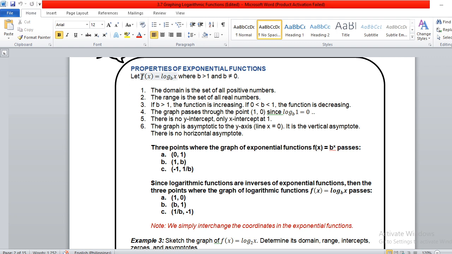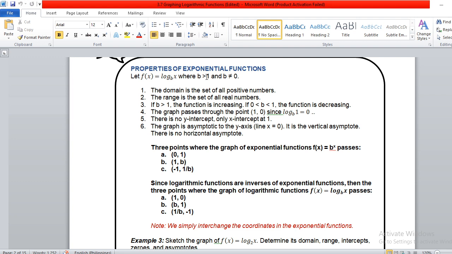Okay, let f of x be equal to log x base b, where our base b should be greater than 1 and should not be equal to 0. So here are the following properties of the logarithmic function. Our domain is the set of all positive numbers. Our range is the set of real numbers.